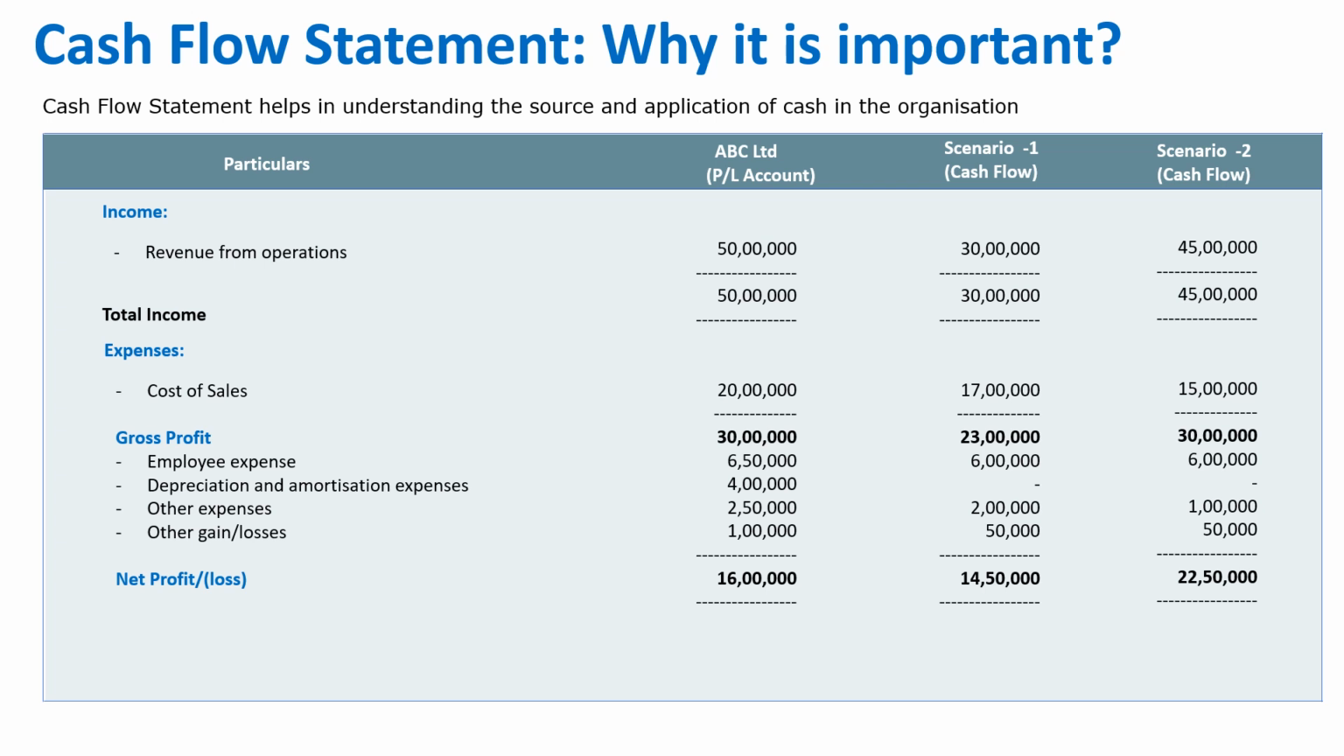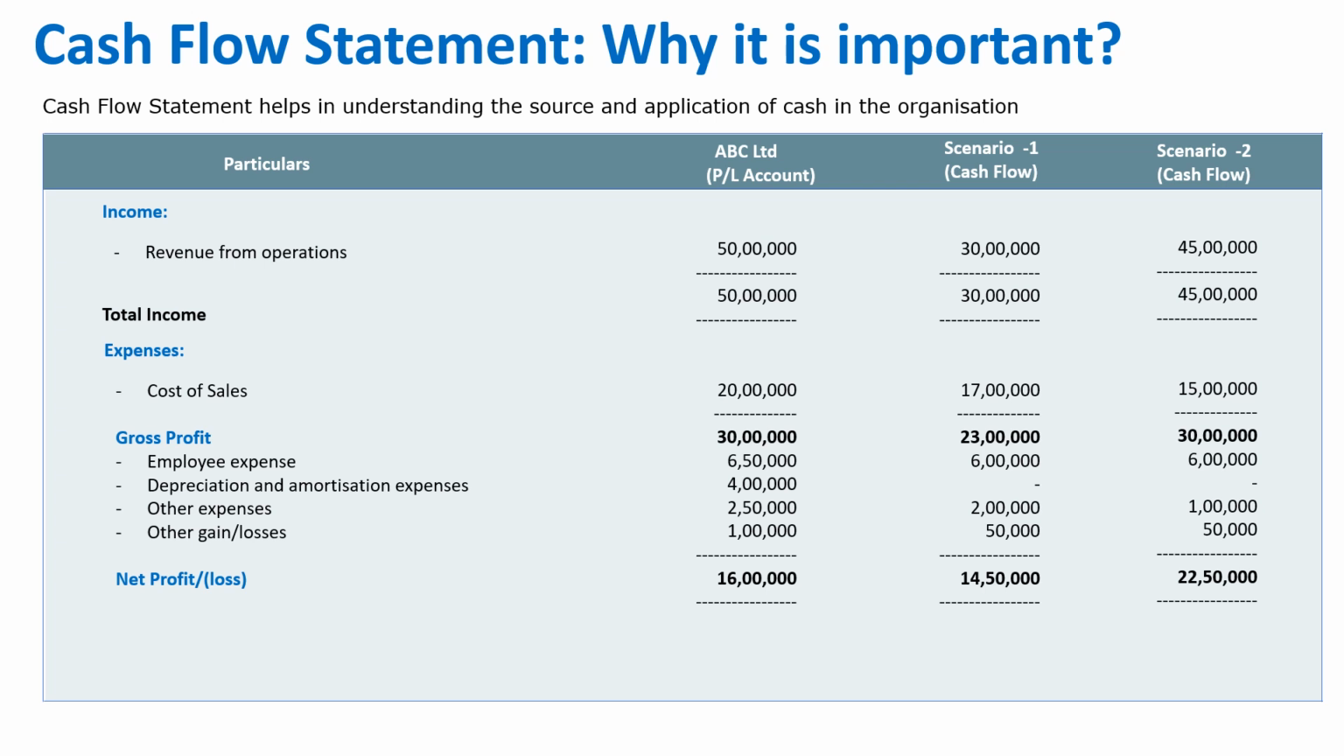Let's take another scenario. Out of 50 lakh, cash collected from customer is 45 lakhs. Cost of sales from 20 lakh, 15 lakh has been paid. Gross profit in cash is 30 lakhs. Now from employee expenses out of 6.5, 6 lakh has been paid in cash. Depreciation as usual, no impact on cash flow. Other expenses 2.5 lakh, out of that 1 lakh has been paid by cash. Other gains 1 lakh, out of that 50,000 paid in cash. And the net cash flow is 22.5 lakhs.